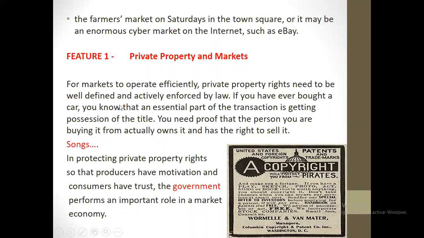If you have ever bought a car, you know that an essential part of the transaction is getting possession of the title, el título. Cuando te compras un carro, el título de una casa, el título de un carro, una motocicleta, un documento donde dice que tú eres el dueño de ese bien. You need proof that the person you are buying from, la persona a quien le estás comprando, es actualmente el dueño de ese documento and has the right to sell, y tiene el derecho de vendértelo a ti.